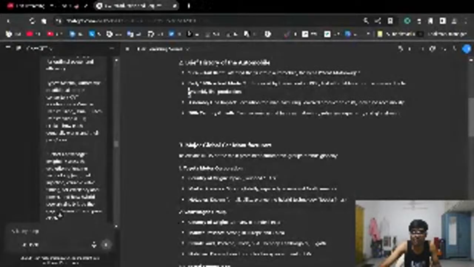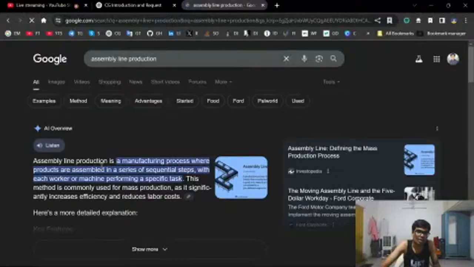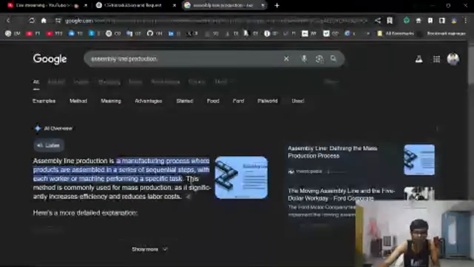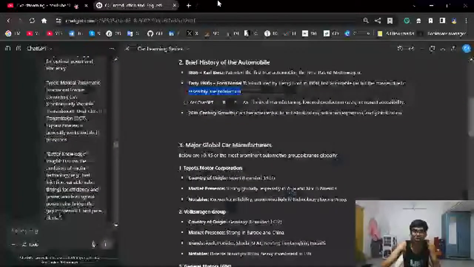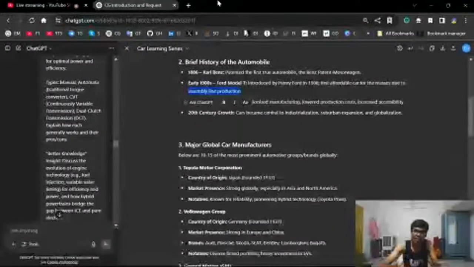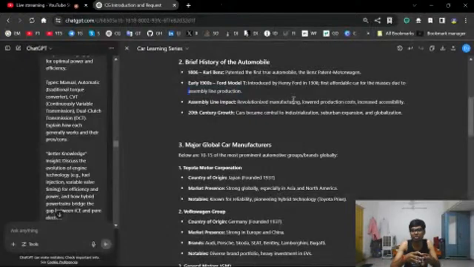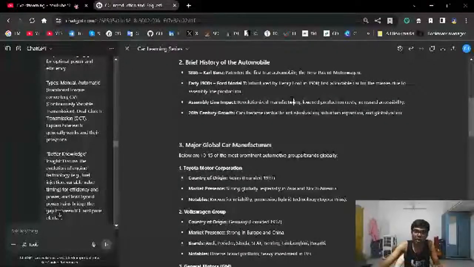Okay, so assembly line impact. What is assembly line production? Assembly line production is a manufacturing process where products are assembled in a series of sequential steps, with workers or machines performing a specific task. You have to put in the engine, then the hardware of that particular car. This is called assembly line. By a particular instrument, you can build a product by taking steps. So this is called assembly line production.